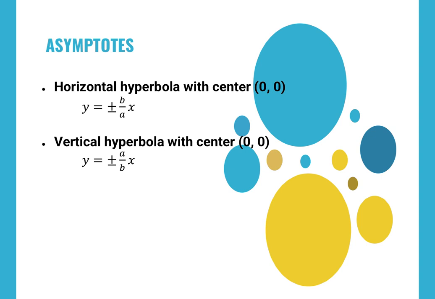If it's asking you for the equations of the asymptotes and it's a horizontal hyperbola with center at 0, 0, then it's y equals plus and minus b over a x, which means there are two asymptotes. We just drew them. If it's a vertical hyperbola, then it's y equals plus and minus a over b x. So there are two equations there. In both of these, the center's at 0, 0, so your y-intercept would be at 0, 0. So the change is the b over a and the a over b.